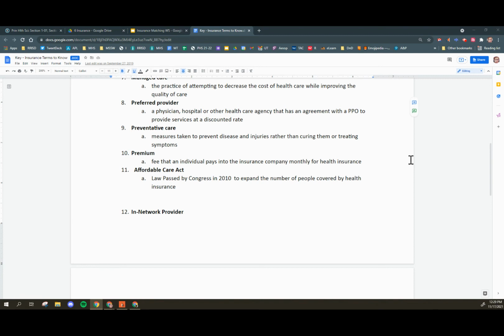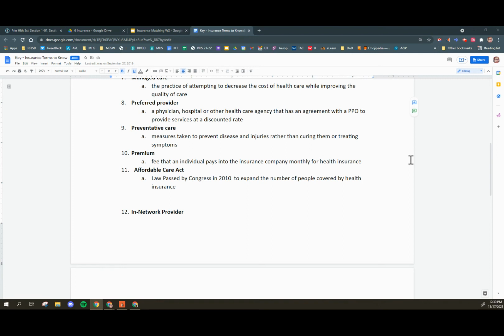So if I pay $100 a month towards my insurance premium, at the end of the year, I have paid a total of $1,200 towards my premium, and I don't get that back regardless of how much or how little I have used my insurance benefits.